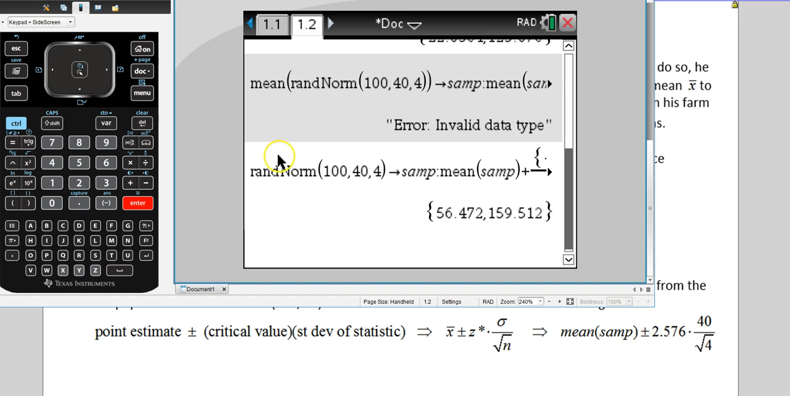So there we go. So I've got my random sample of 4 tomatoes, take the mean of it, plus or minus the critical value times the standard error, the standard deviation. Okay, so here is my interval.